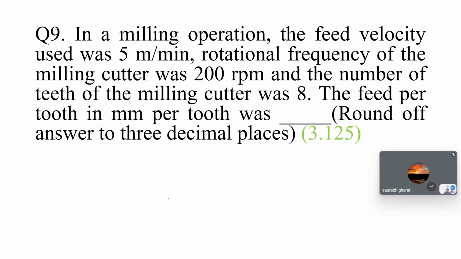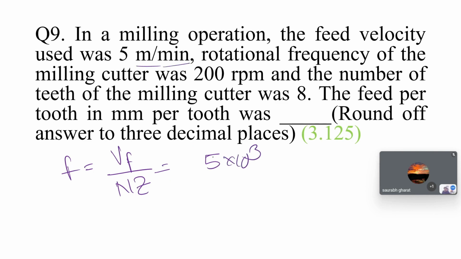So to calculate, and again it is very simple. You just have to write the formula and it is very easy. So your f will be equal to Vf divided by NZ. Very simple formula, just remember the formula. Vf is the feed velocity. See, it is in meters, so convert it into millimeters again. Your RPM is per minute, so you have to convert that minute.